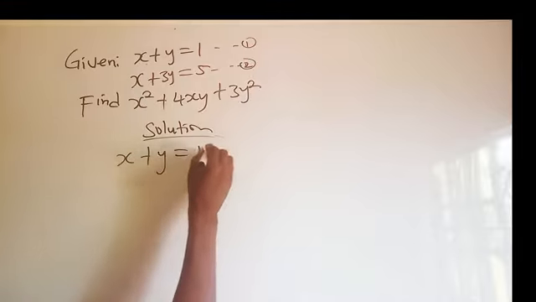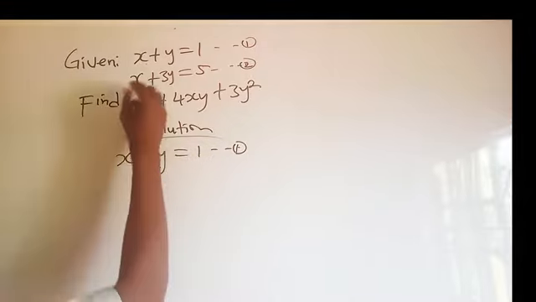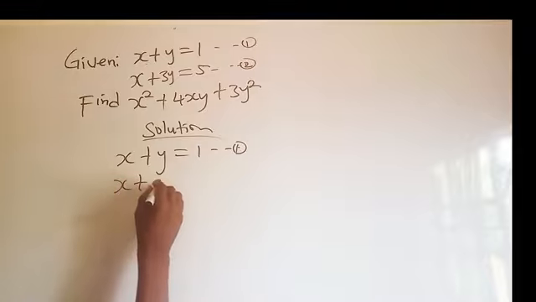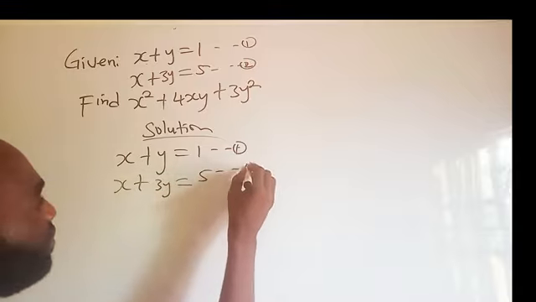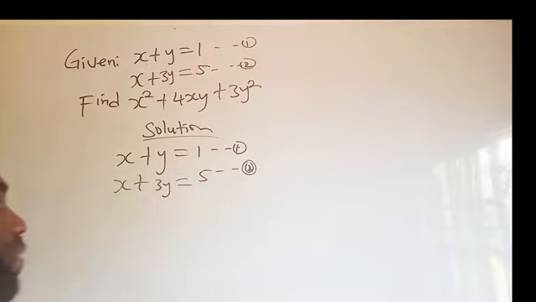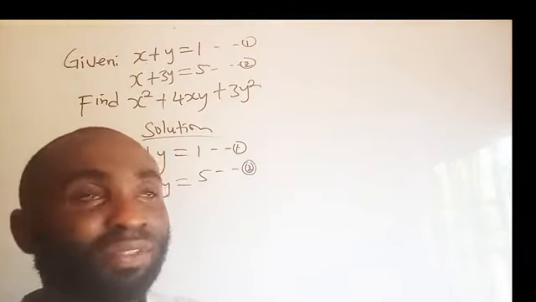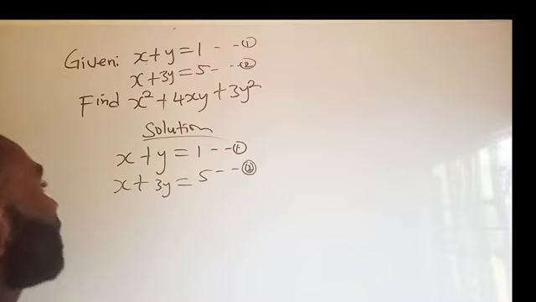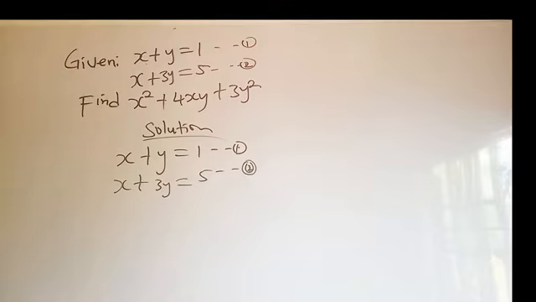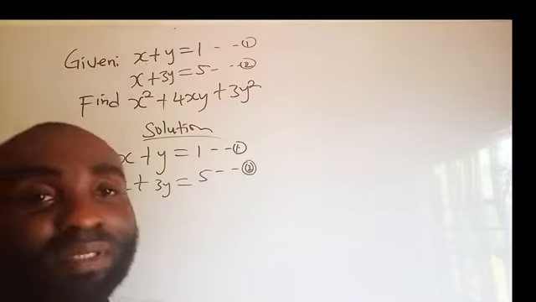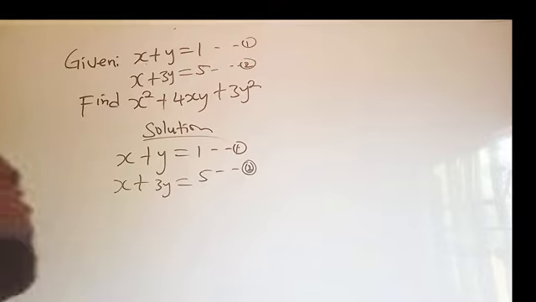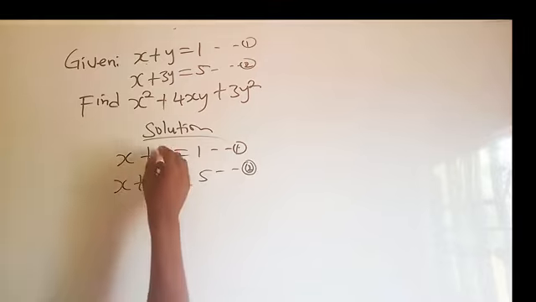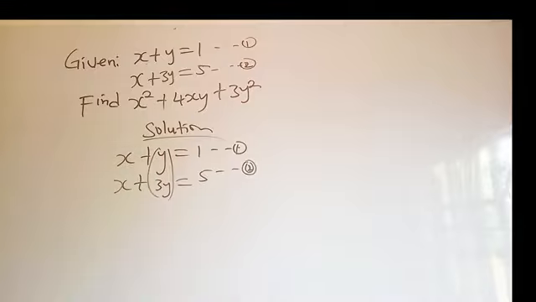This is equation 1. Then we have 3y is equal to 5. I will teach you the method that you have never been taught in your school life. You don't need to be stressing yourself with the elimination and substitution methods. What you will do here, we call it the crossing sign. So we want to find x first.